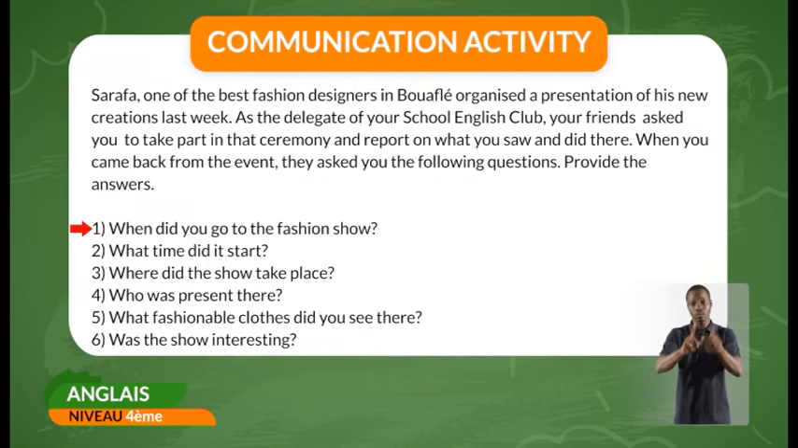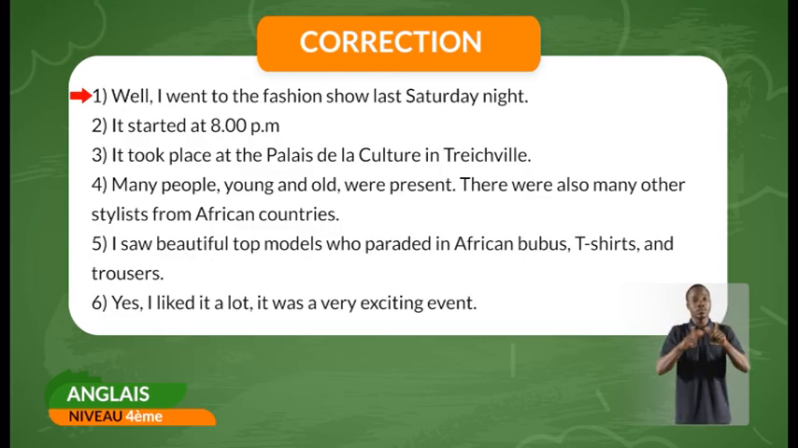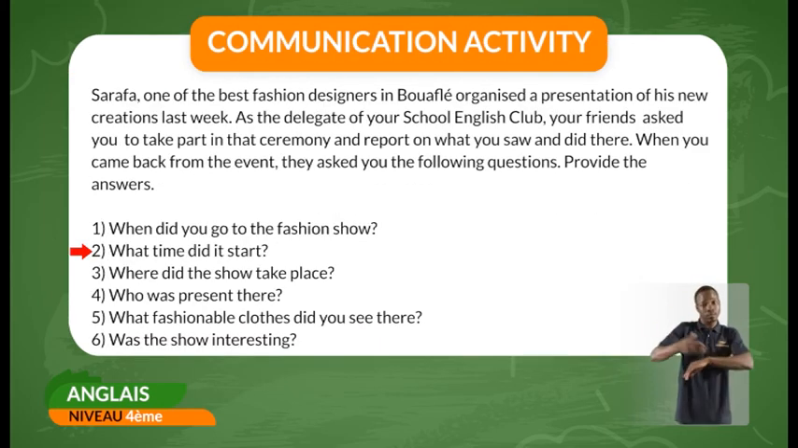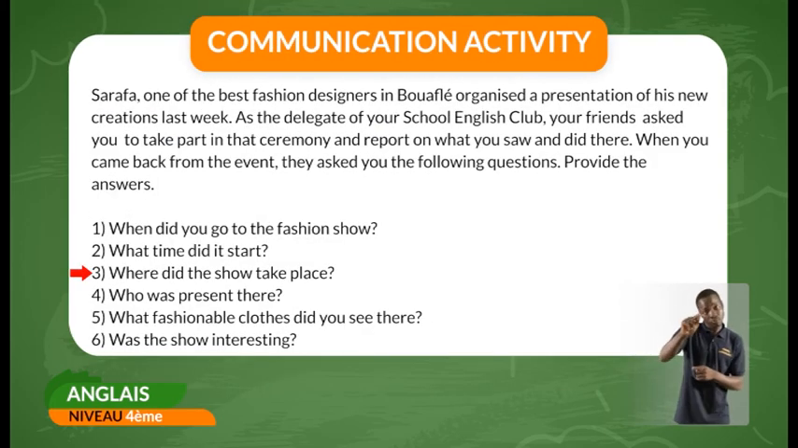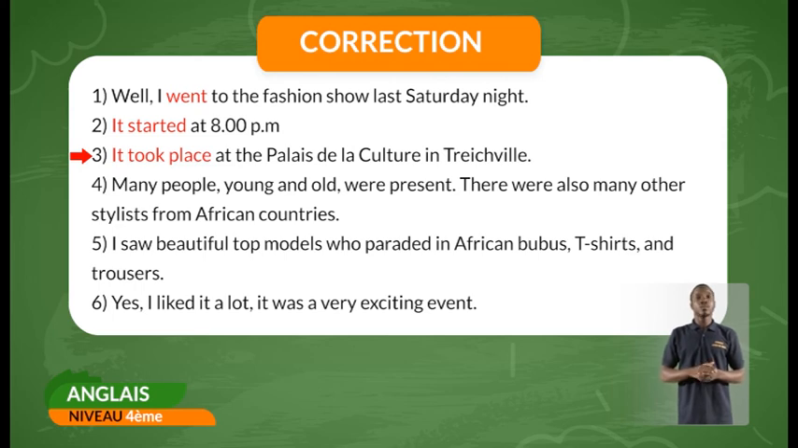All right, that's good. Now, let's correct it. Question 1, when did you go to the fashion show? Here we have the verb to go in the past. Well, I went to the fashion show last Saturday night. What time did it start? It started at 8 p.m. Question 3, where did the show take place? It took place at the Palace of Culture, or the Palais de la Culture in Treichville.